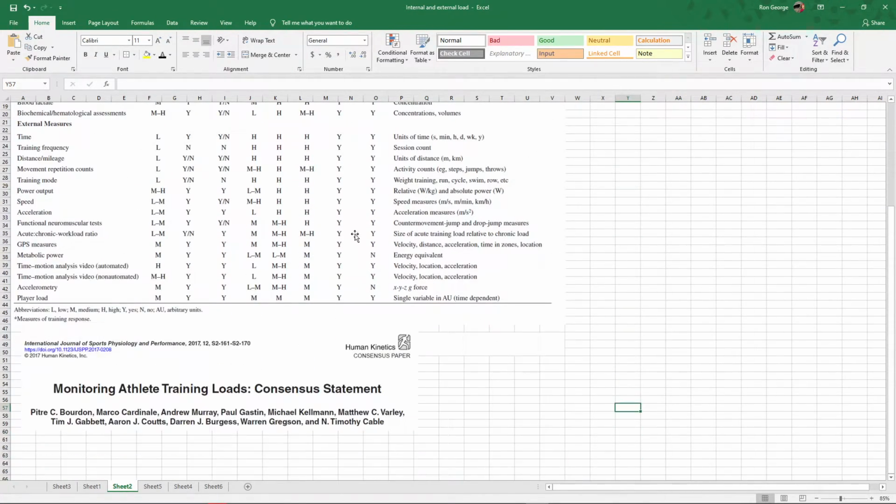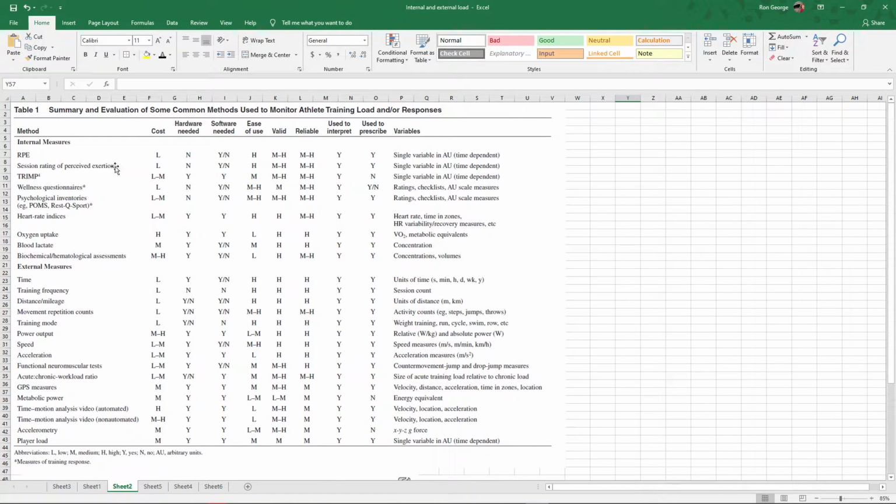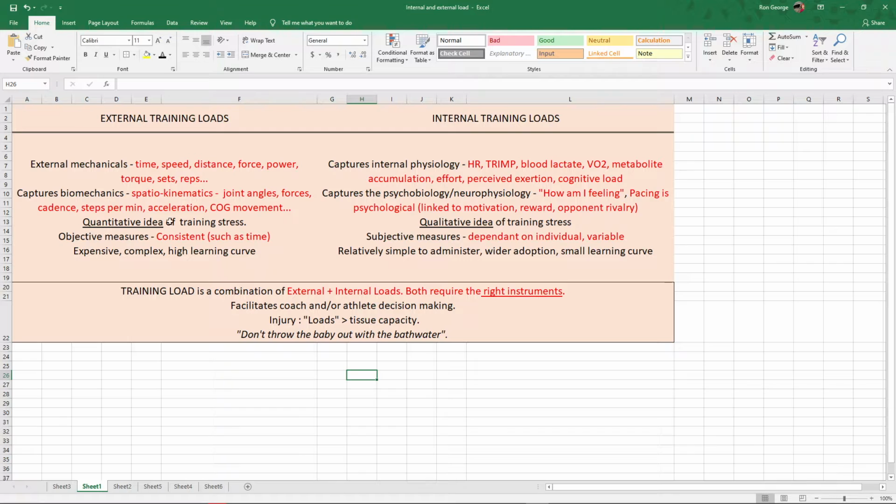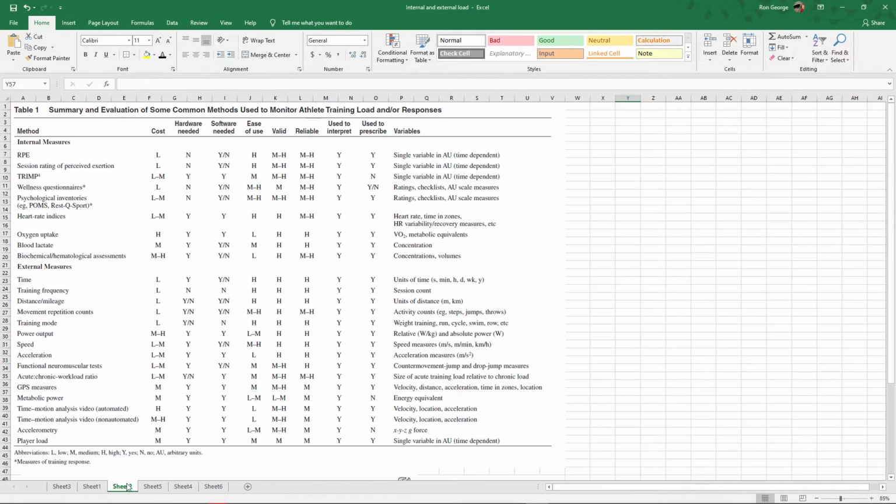this is a nice chart that comes from this paper. If anyone wants to read it, this is on the internet, but if you want me to share it with you, I can. This is a consensus statement among a group of sports scientists, and they've taken all these measures of load and put them in this table. They've tabulated it, and some of the attributes on the top, as you can see, they've ranked it against some of those attributes. So cost, hardware needed, software needed, ease of use, valid, reliable, used to interpret, used to prescribe, variables. Okay, so let's just take two of these.